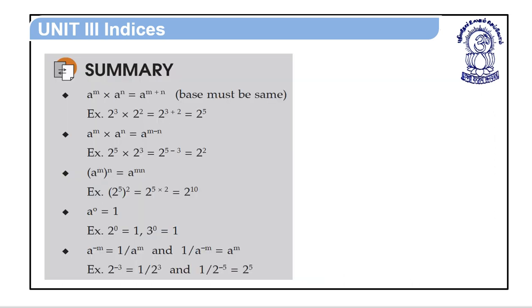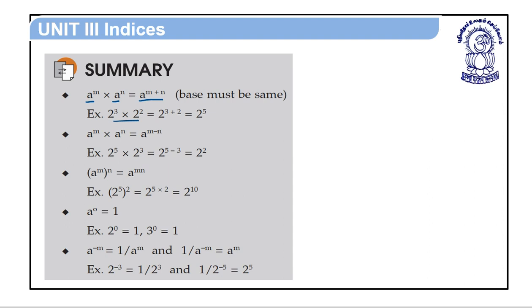Now look at the summary. Here a raised to m into a raised to n, so the answer is a raised to m plus n. For example, 2 raised to 3 into 2 raised to 2 is equal to 2 raised to 3 plus 2. Addition of indices. So 2 raised to 5.